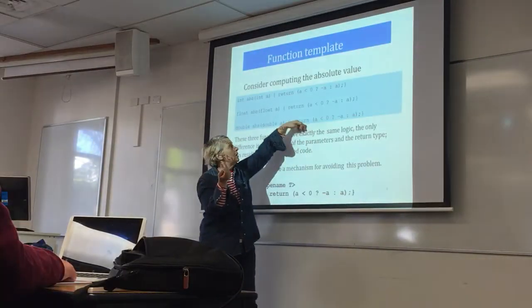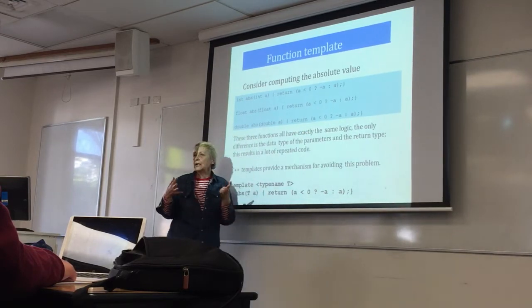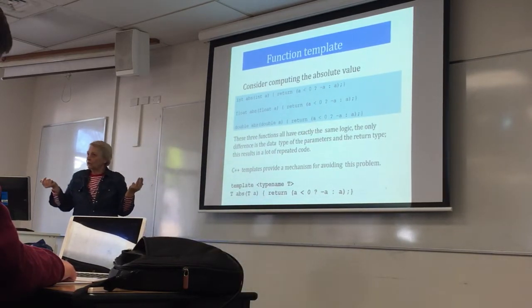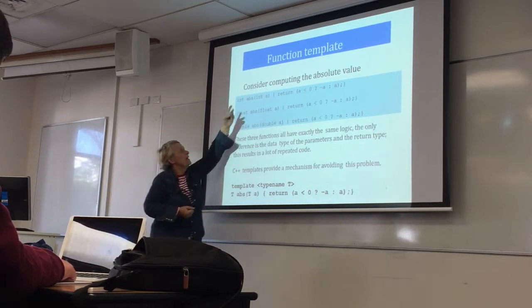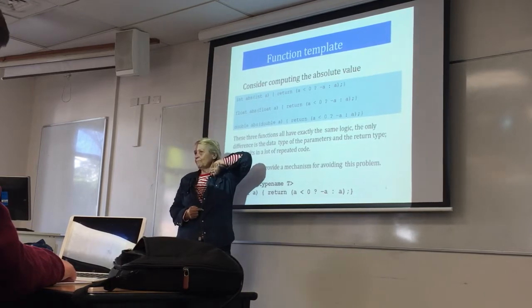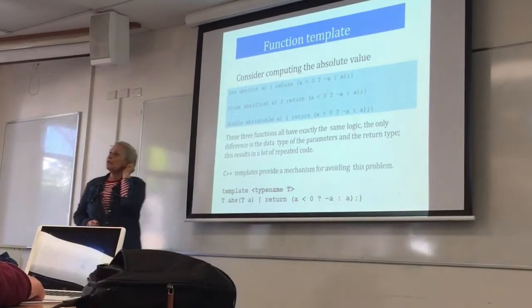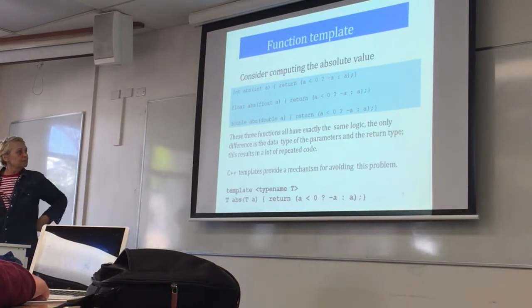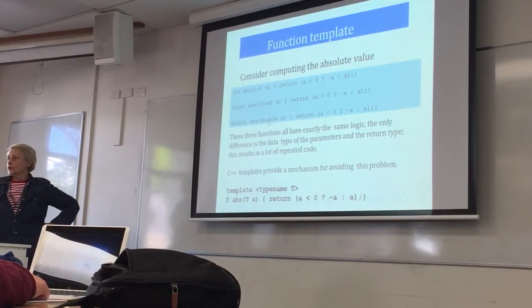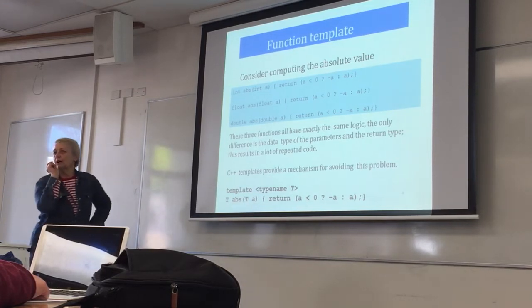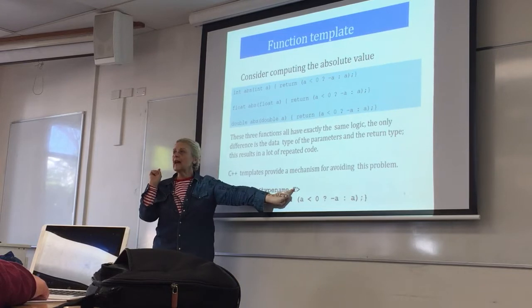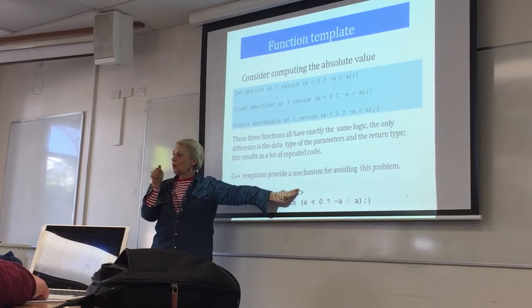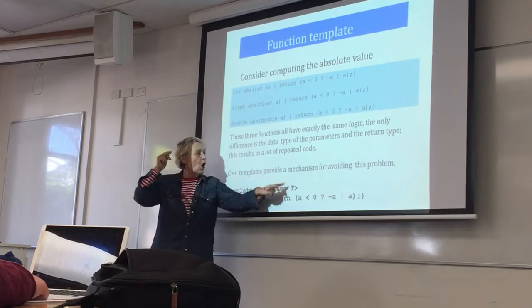So this kind of situation, where we have repeated code which does not depend on the type in any way, is the situation where we will use a different approach. Instead of writing three functions, we can write a single function where the type is a variable. T is a type variable. So we parameterize our function on the type.